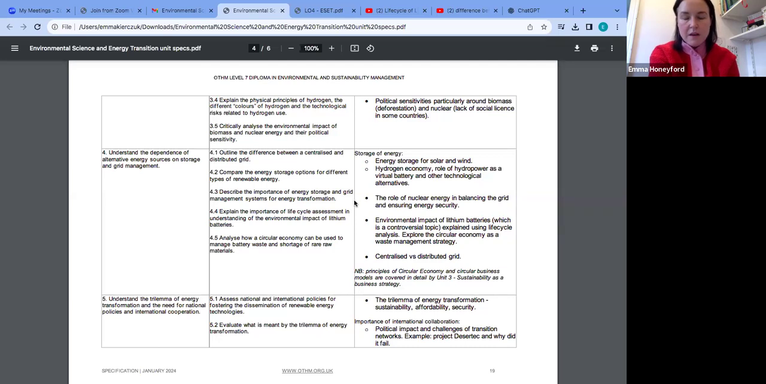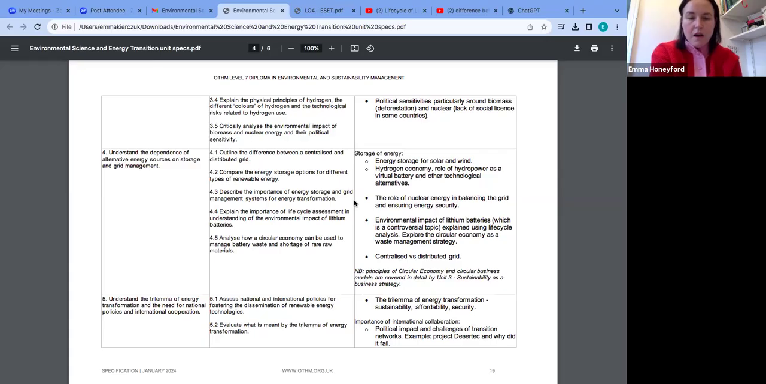So the systems that are in place currently aren't sufficient. So how do we get there? And why is it important? And it is important. So 4.4 is around explaining the importance of life cycle assessment to be able to understand the potential environmental impact of lithium batteries.